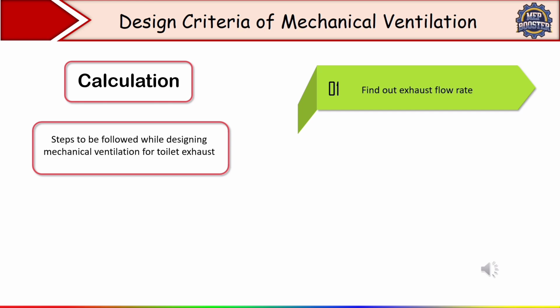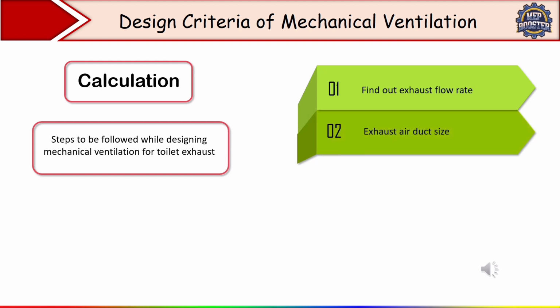But first our main target, we have to find out how much amount of air from the toilet we have to extract. So for that we have a formula. I will show you further what formula we have to use to find out the exhaust flow rate. Second thing, we have to do the exhaust air duct size. Based on exhaust flow rate only you will do the exhaust air duct size.